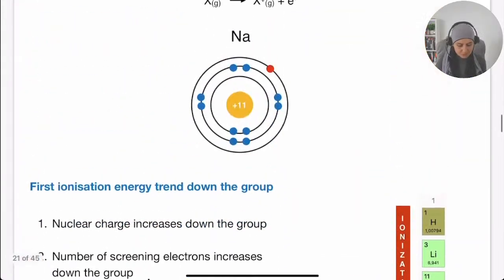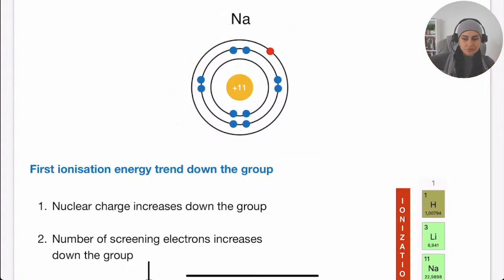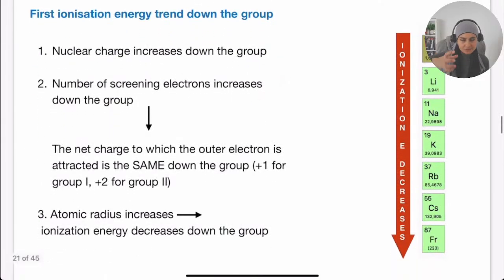As you go down the group, you're adding shells, so the number of screening electrons also increases, which compensates the increase in the number of protons. So the nuclear charge is increasing, but the number of screening electrons also increases. These 2 effects cancel each other out, and the only other factor that's left is atomic radius. As you go down the group, atomic radius increases, which means that the outer electron is further from the nucleus, so ionization energy decreases.